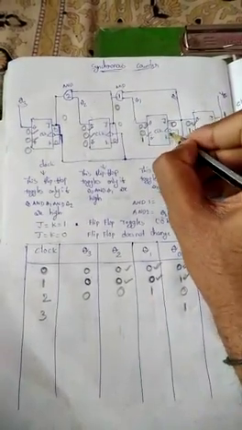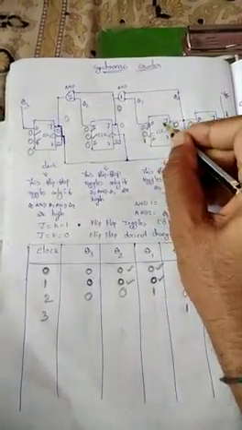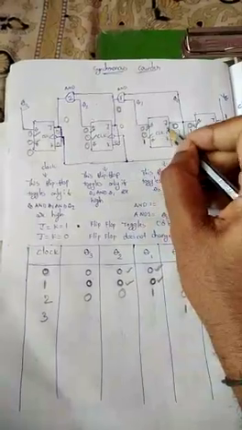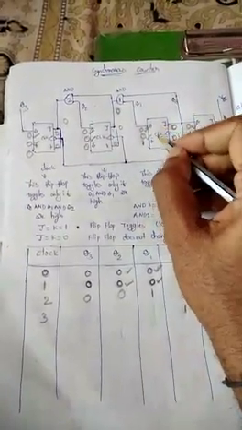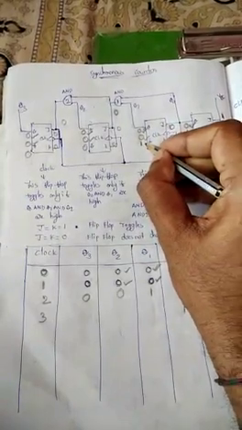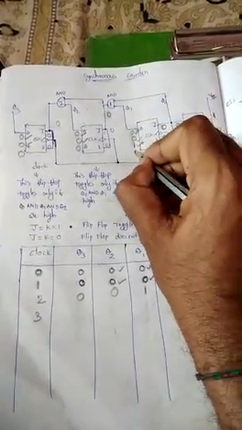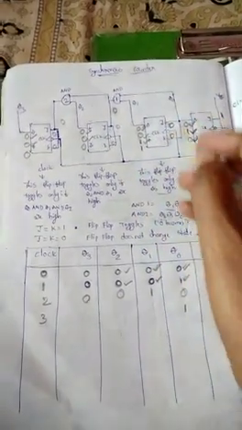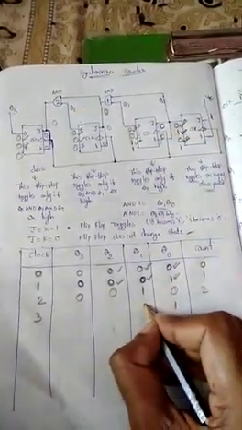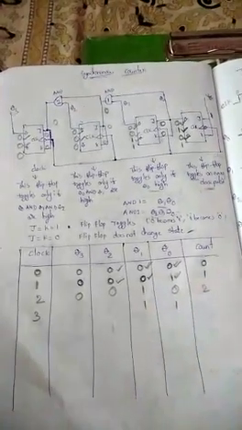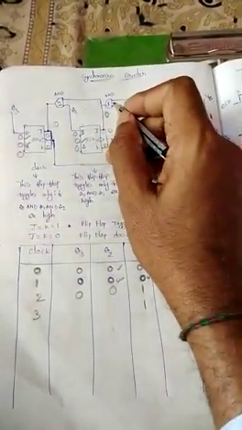So J0, K0 does not change the state, this does not change the output value, it carries the previous output value. The previous output value of Q1 is 1, so the next state output value is also 1. So Q1 is again 1. And next see the AND gate 1 output.